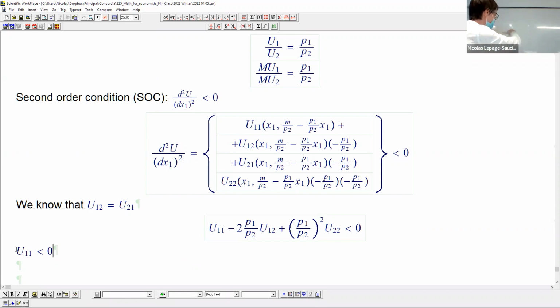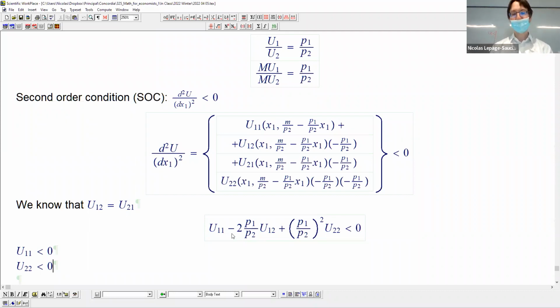It's becoming flatter and flatter. It might turn around if I get so tired of it that I become miserable because I have too much of it, but usually we assume it's like this. And then the second good, U22, for the same reason, it's symmetrical, is smaller than 0. So again, the more I consume, the less I want.